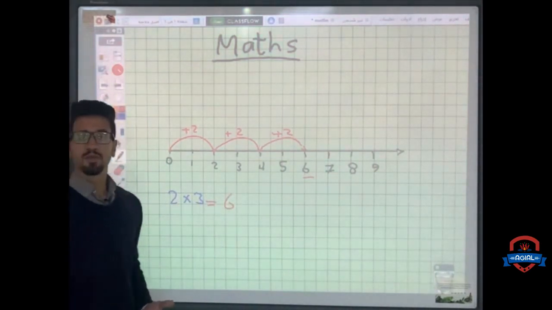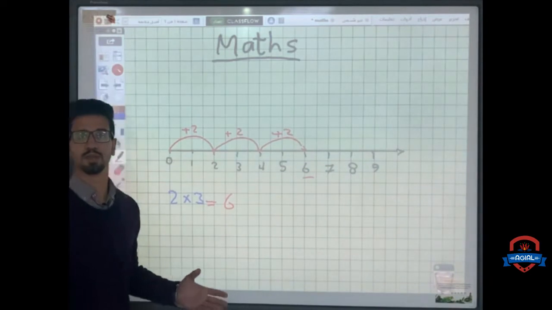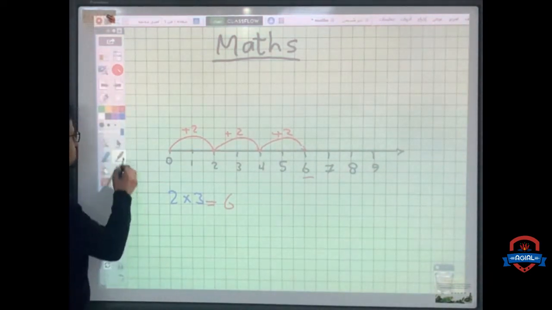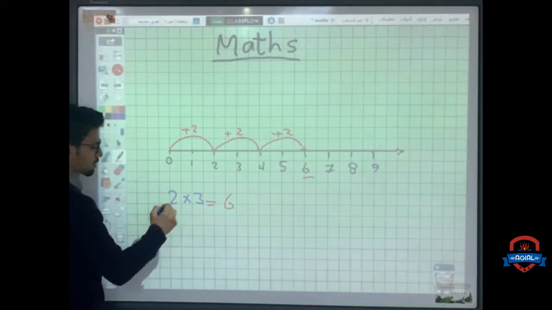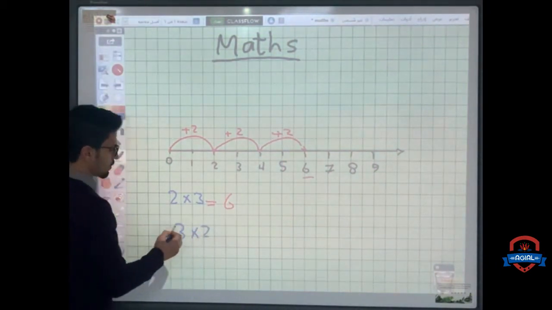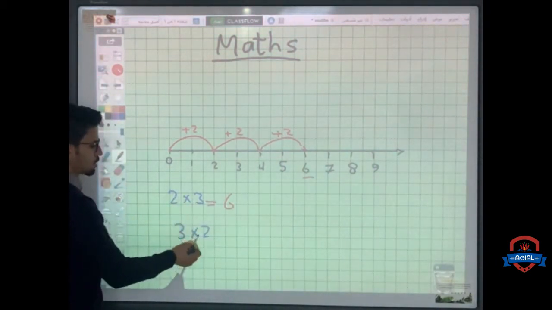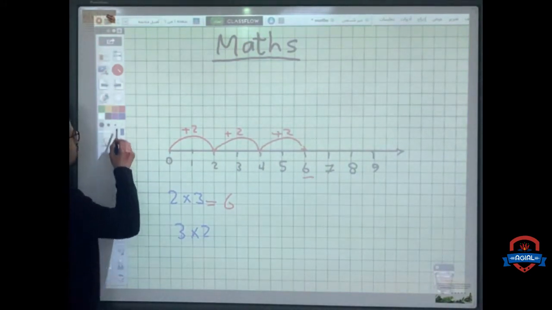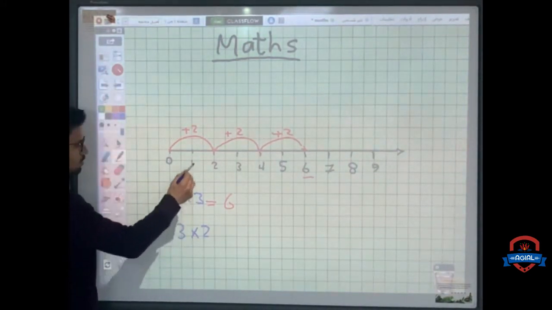And we had started before, there is a property called the commutative property. So let's check the commutative property in the natural numbers. We have 3 times 2. Okay, 2 times 3 equals 3 times 2. So let's represent this operation on the number line.